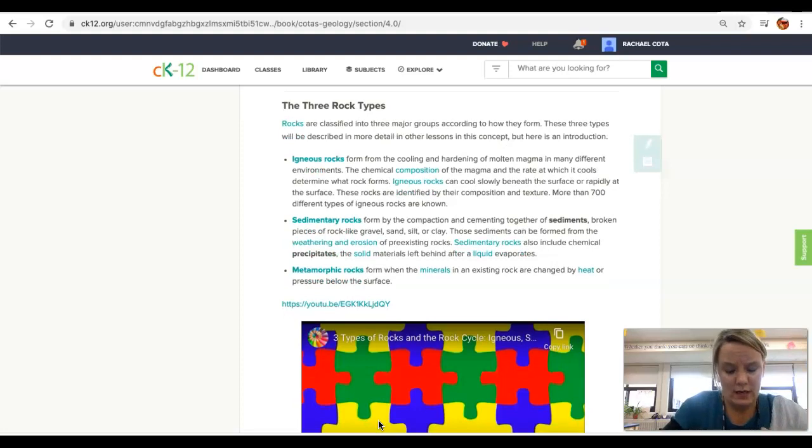Just to review again, there are 3 types of rocks. Igneous rocks form from the cooling and hardening of molten magma. We can have 2 different kinds of igneous rock. Extrusive igneous rock will cool very rapidly, like basalt.